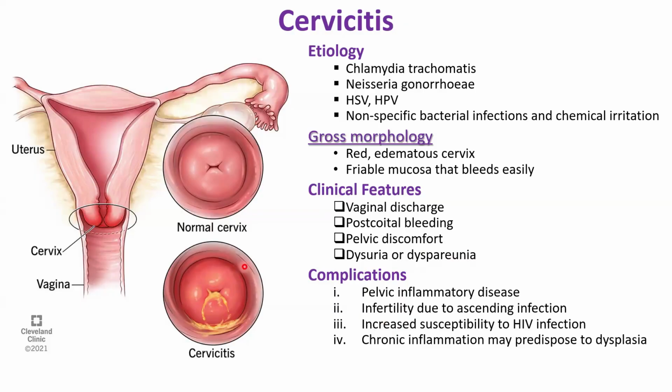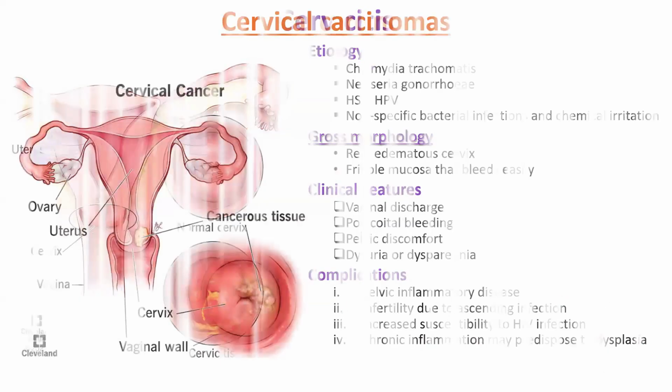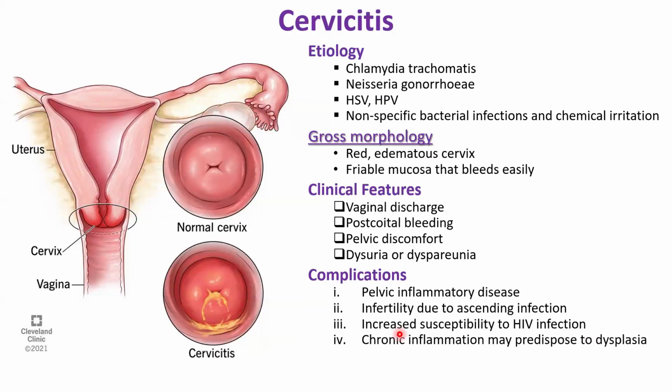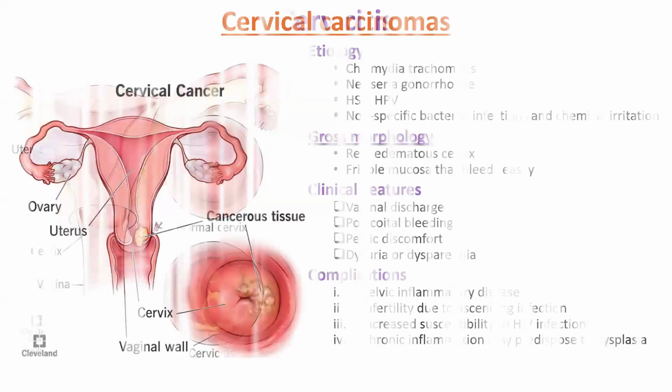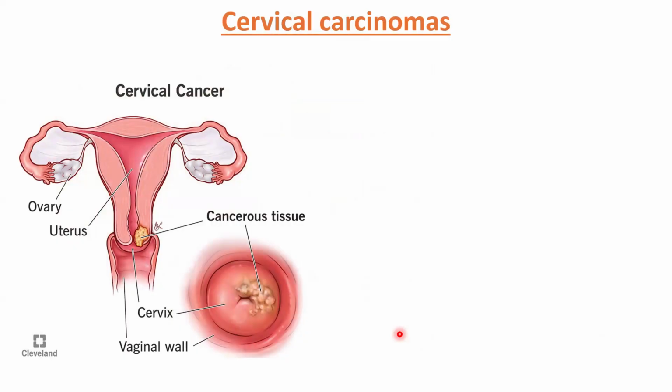Complications of cervicitis are pelvic inflammatory disease, inflammation of the structures of the pelvis, infertility if infection spreads into the uterus and ovary, and then increased risk of having HIV. Chronic inflammation may predispose a person to dysplasia. Dysplasia is actually the first stage of cervical cancers, dysplastic cells. So cervicitis can predispose you to cervical dysplasia, which can lead to cervical carcinomas. Now we are covering cervical carcinomas.